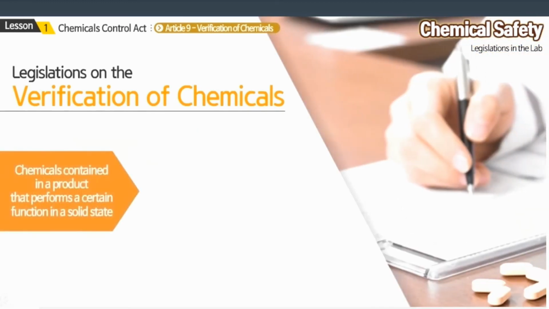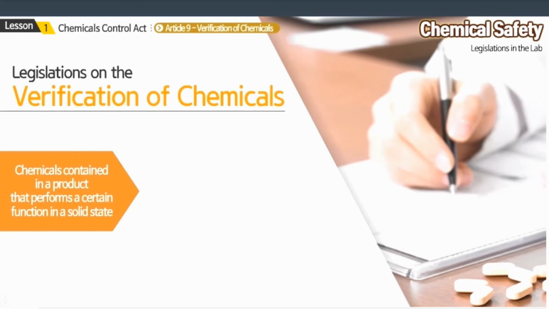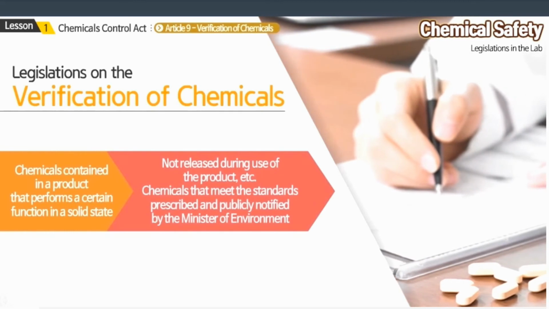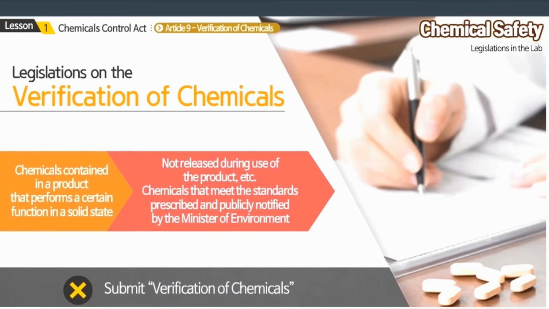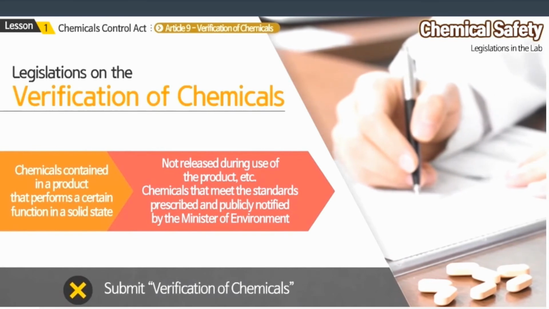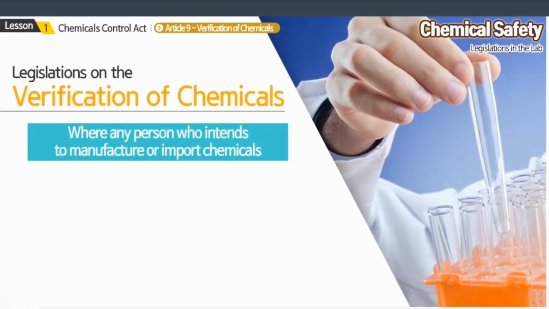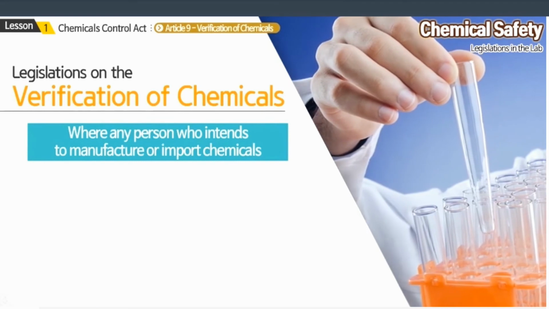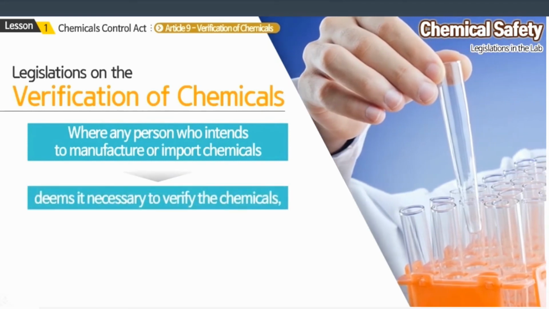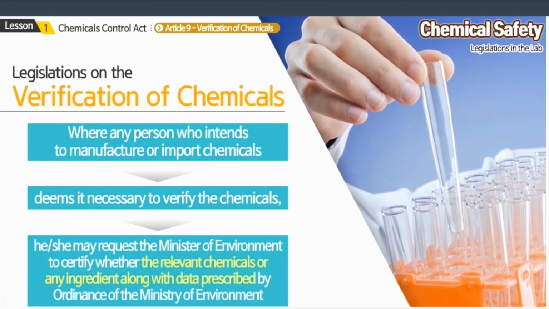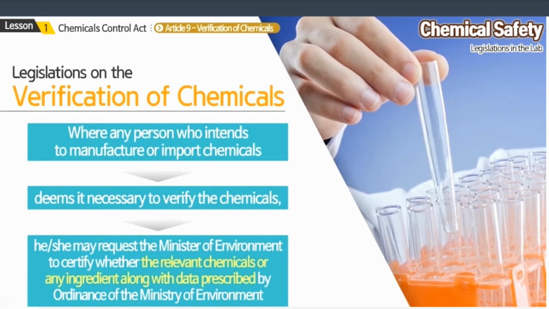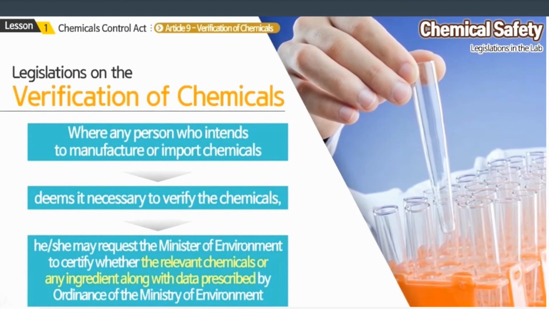Notwithstanding Paragraph 1, the provision of Paragraph 1 shall not apply to chemicals that meet the standards prescribed and publicly notified by the Minister of Environment, such as cases where chemicals contained in a product that performs a certain function in a solid state are not released during the use of the product. Also, where any person who intends to manufacture or import chemicals pursuant to Paragraph 1 deems it necessary to verify the chemicals, he or she may request the Minister of Environment to certify whether the relevant chemicals or any ingredient thereof falls under any of the subparagraphs of Paragraph 1, along with data prescribed by ordinance of the Ministry of Environment.